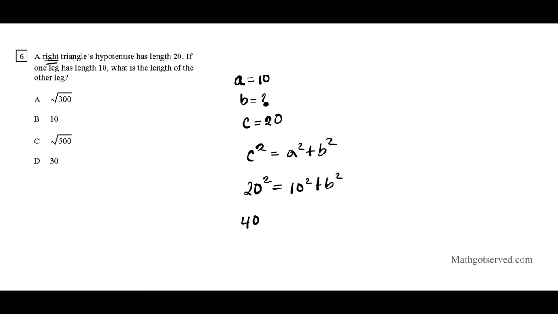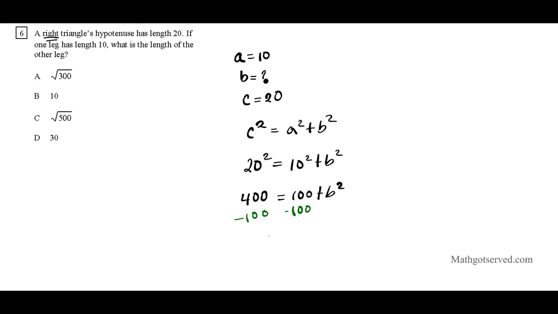20 squared is 400, and 10 squared is 100 plus B squared. Now we'll subtract 100 from both sides. Subtract 100, subtract 100. Using the reflexive property of equality, we can rewrite this as B squared equals 400 minus 100, which is 300. Now to get B by itself, you just simply take the square root of both sides, and then we'll have B equals the square root of 300. So the answer for number 6 is option A. All right, let's move on to the next question.